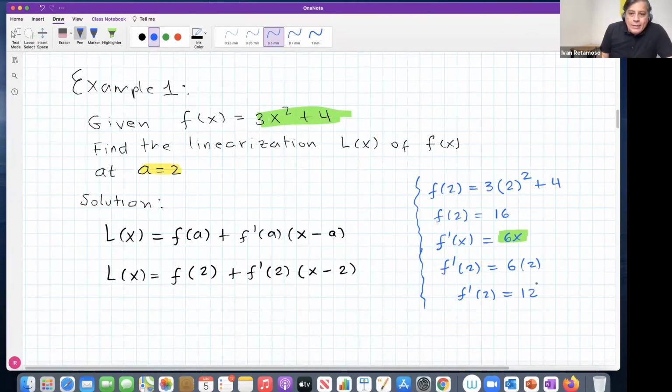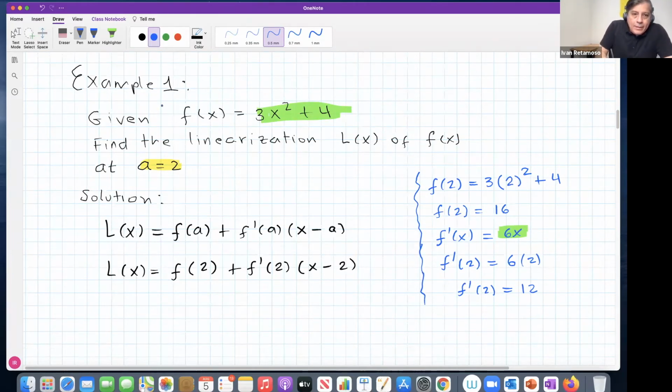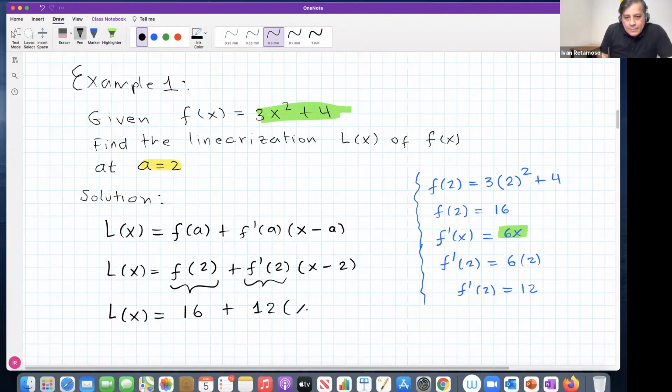Great. Now that I have the ingredients for my recipe here, look, I just substitute them. L of x will be equal to what? f of 2 is 16, plus the derivative evaluated at 2, which is 12, times x minus 2. This should be the linearization.